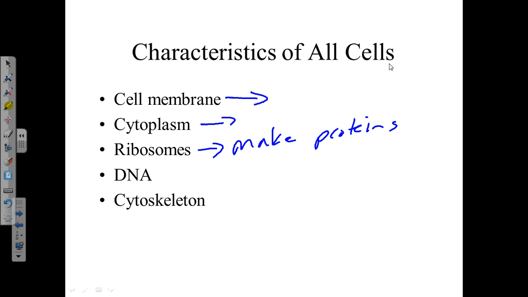Every cell, at some point in time in their life at least, has DNA. Because DNA is the directions for what? Protein. For making the protein. So the DNA tells the ribosomes, hey, I need you to make this protein. Here's how to make it. That's the job of the DNA.